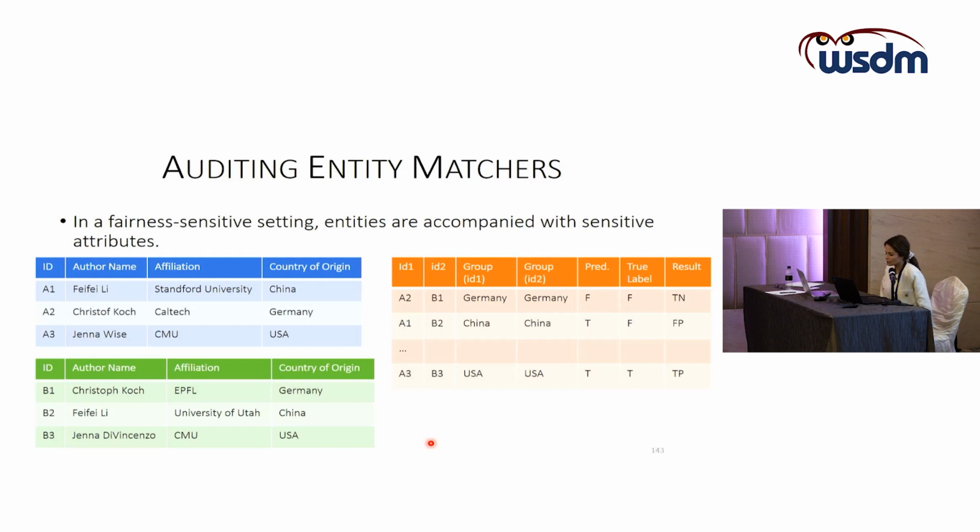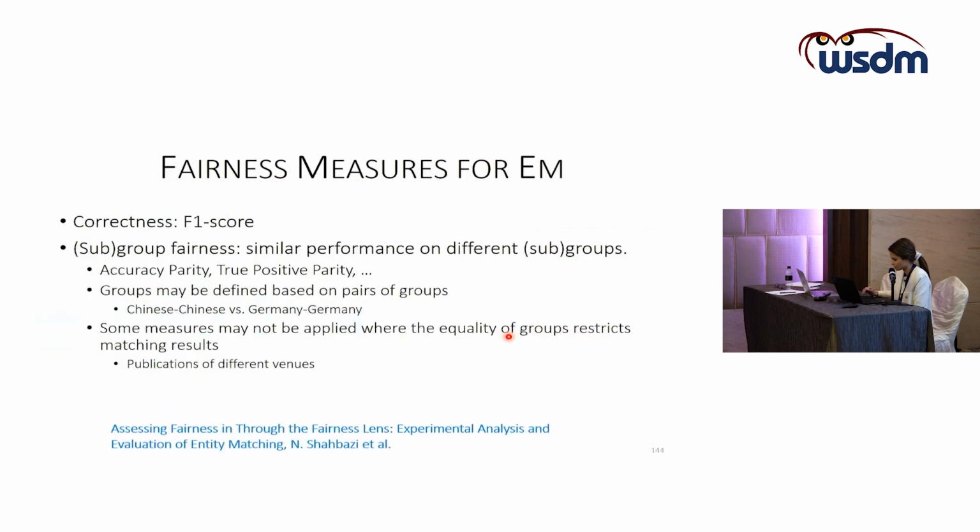So in a fairness-sensitive setting, entities are accompanied by some sensitive attributes. For example, in the case of authors, we have country of origin as our sensitive attribute, and we want to evaluate the performance of these matchers with respect to that defined sensitive attribute. And because we are dealing with a special case of classification task, when we create these correspondences, we're not only dealing with one group, we could actually deal with pairs of groups. For example, what I want to evaluate is the performance or fairness of my model when I match authors from the same country, for example from Germany to Germany, or when I match Chinese or American authors. So, of course, for the correctness evaluation, we can use the typical F1 measure.